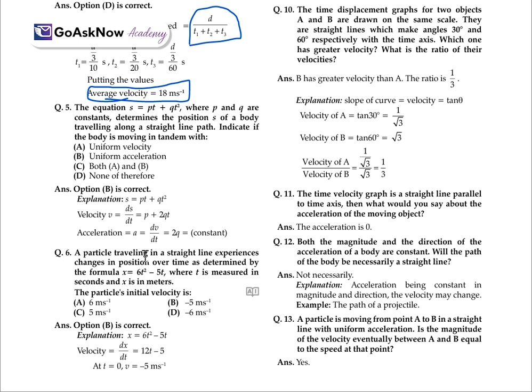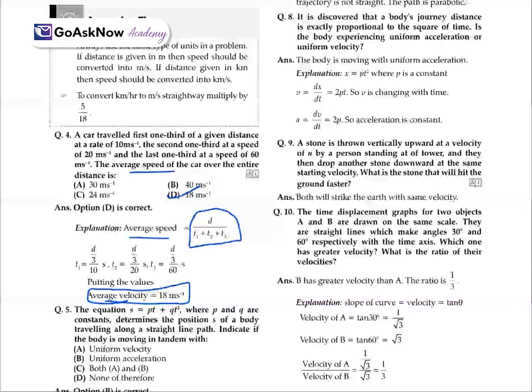After that, another question: a particle traveling in a straight line experiences a change in position over time determined by the formula x = 6t² − 5t, where t is measured in seconds and x in meters. The particle's initial velocity is? Firstly, we have the equation x = 6t² − 5t. We'll simply calculate the velocity, which means dx/dt. You have to differentiate this particular equation. You will get 12t − 5. At t = 0, v = −5 meter per second.